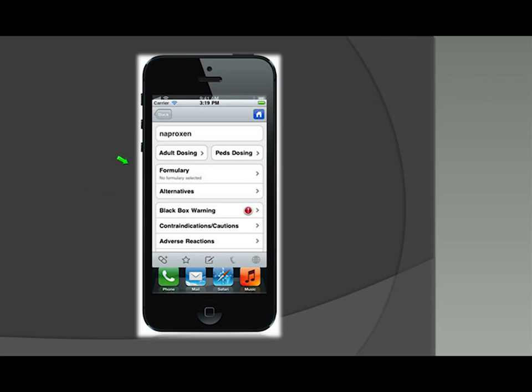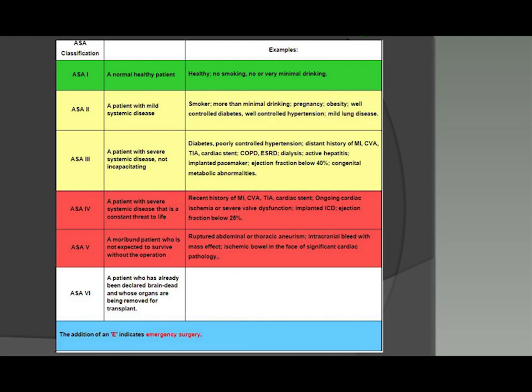The thing I like about Hippocrates mainly is that it's free. It has black box warnings on there. It tells you the pharmacology of the drug. It gives contraindications, cautions, adverse reactions. It also, with the free version, has a multi-check where you can actually type in different drugs, and it will run a check and tell you if there's any interactions between those drugs.